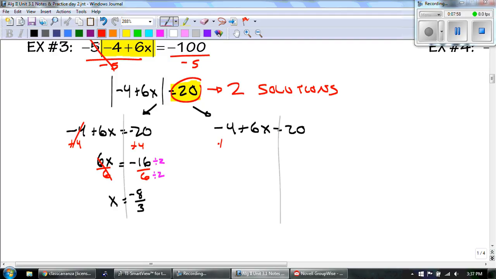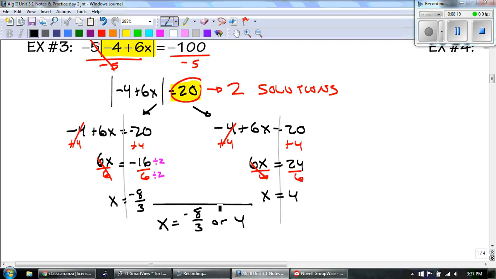Okay, and the nice thing about two solutions is I'm doing the exact same steps as I did on the first one. There's just a different number on the other side. Divide by 6, and we get that x equals 4. So my final answer, x equals -8/3 or 4.